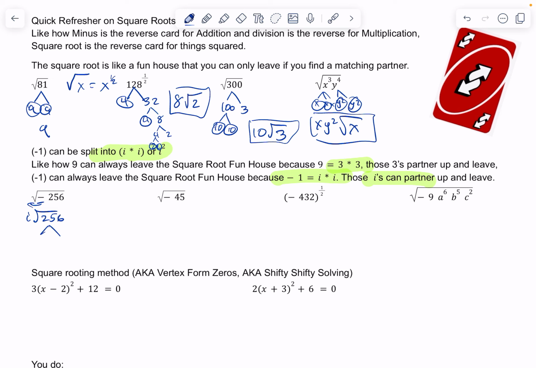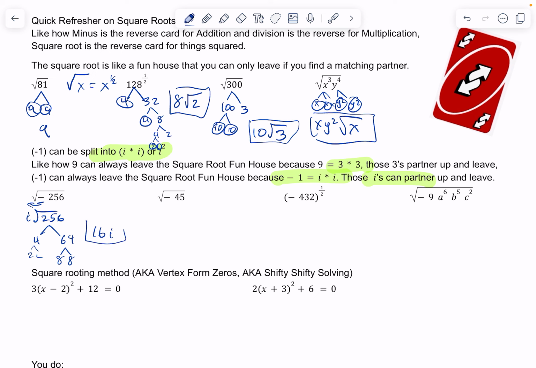And I have 256. How do I split that up? Off the top of my head, I can take out 4. My default is always using 4s. And that gives me a 64. And then 64 is 8 times 8. All right, that's easy enough. So this is 2, so I'm going to pull out an 8 times 2. I can simplify this. 16i.